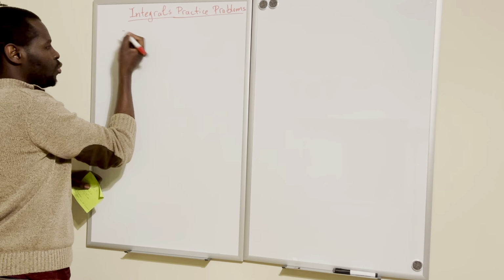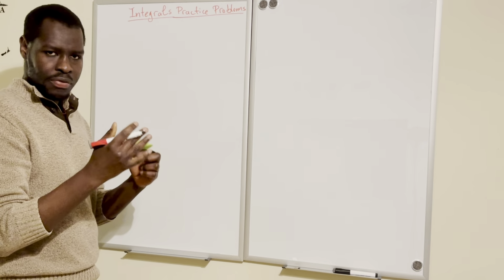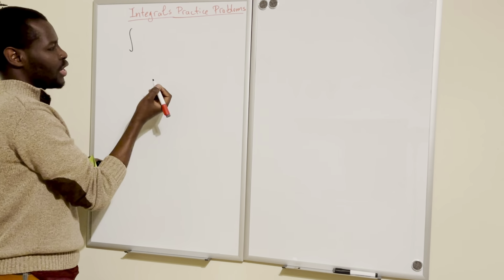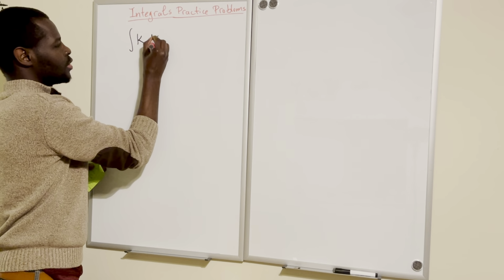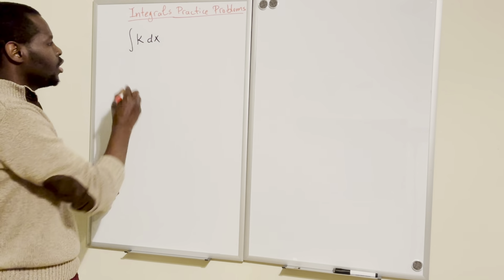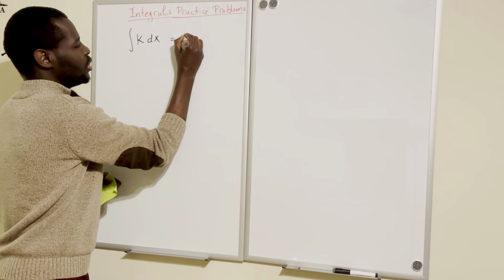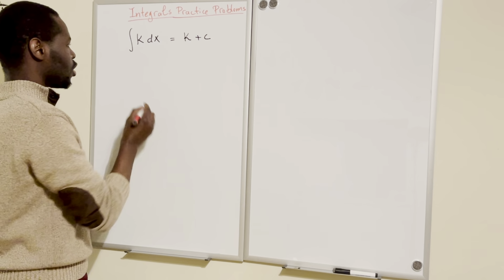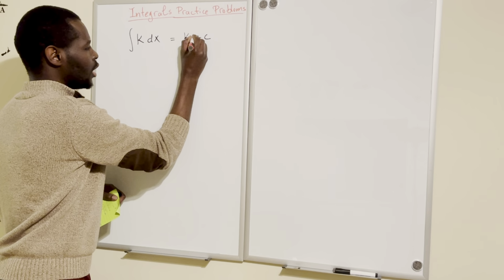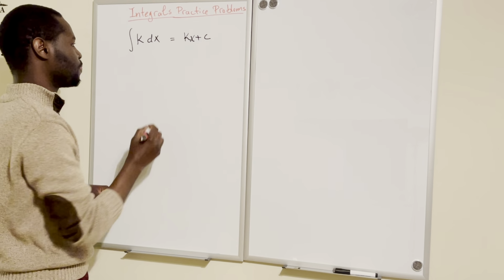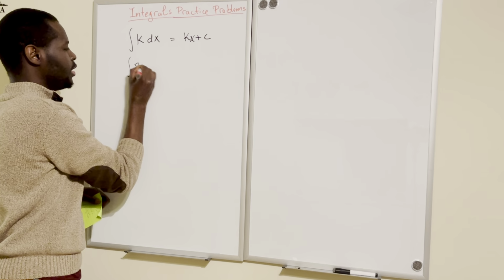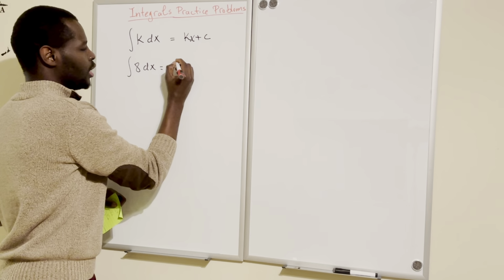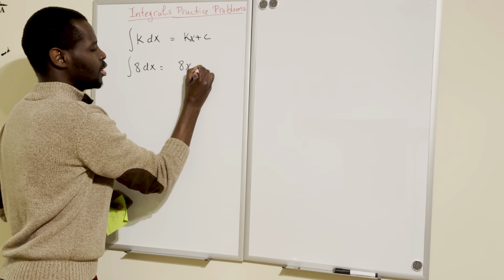One thing I thought would be important is to understand, if I'm given a constant, how do I take the integral of it? So if I'm asked to find the integral of k dx, where k is a constant, this integral will be kx plus a constant. Let's say I'm given 8 dx as my function and asked to evaluate the integral. This will be just 8x plus a constant.